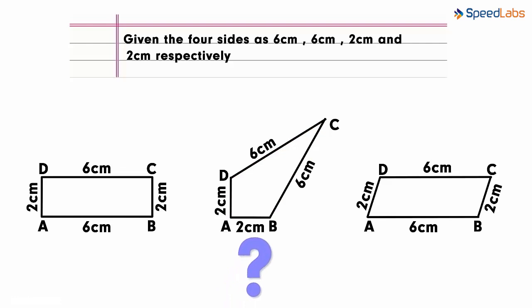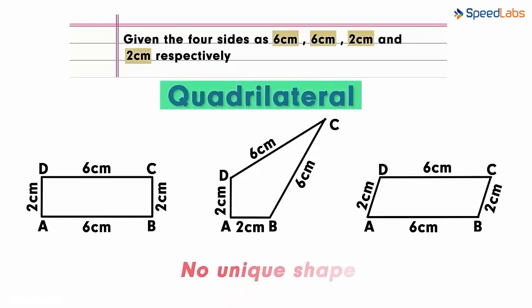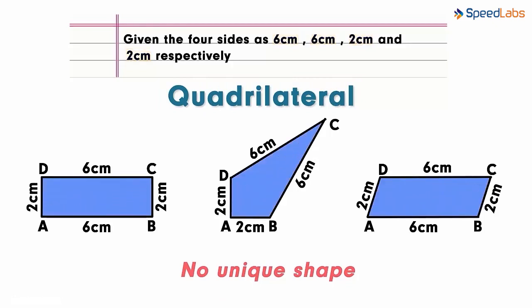But what is a 4-sided closed figure called? Yes, you're right. It's called a quadrilateral. What can we understand from this exercise? This tells us that given 4 sides of a quadrilateral, we do not get a unique shape every time. If we are given 4 sides, there are numerous possible combinations of different quadrilaterals being formed.